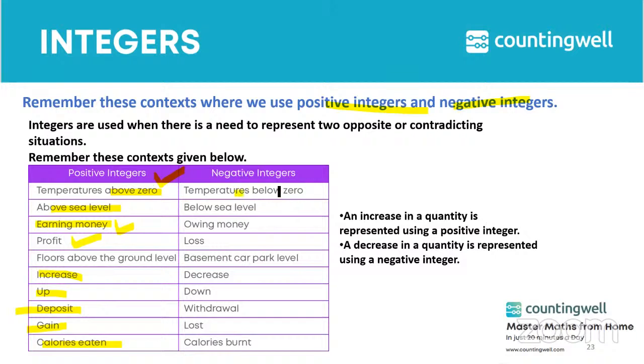Whereas in case of temperatures below 0, below sea level, owing money, loss, or basement or car park level, and the keywords used are decrease, down, withdrawal, loss, calories burned, we are using negative integers. In short, whenever there is an increase in a quantity, we use positive integers. Wherever there is a decrease in quantity, we use negative integers.